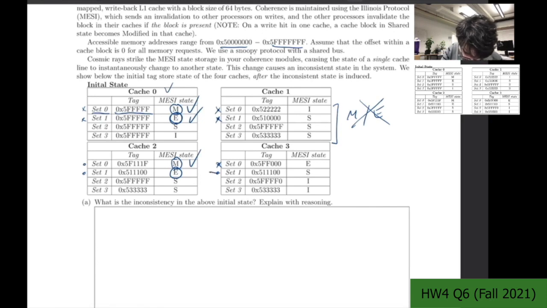So basically it's here as well, and we can see it's exactly the same cache line, but it's in shared state. And we can see that these two states for the same cache line in different caches are inconsistent. So we cannot have the same cache line in exclusive state in one cache and in shared state in another cache. So we detect the error here, right? This is the error.